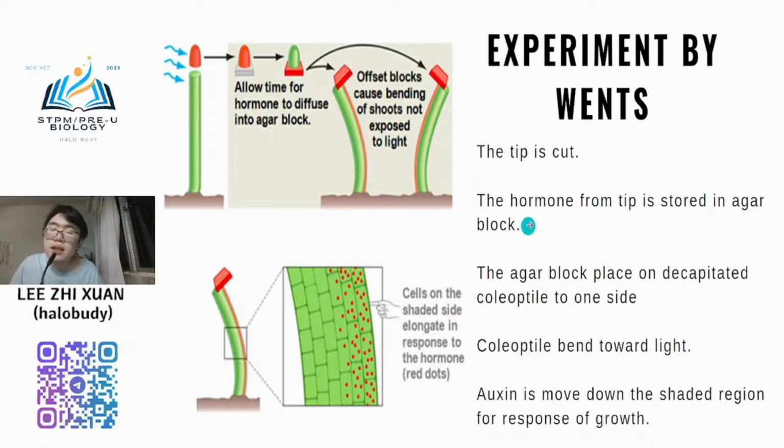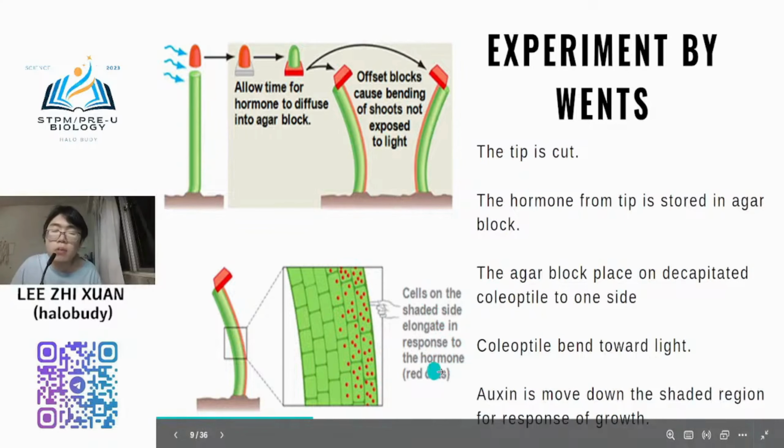So meaning that the hormone from the tip is stored in the agar block, and then the agar block is put on the coleoptile on the side, and then the coleoptile will bend toward the light, and auxin moves down the shaded region for response to growth. So they found that whether you use the right hand side or left hand side, you cover the right hand side and left hand side, but if there is light, they can still respond to the light. Cells on the shaded side elongate in response to the hormone.